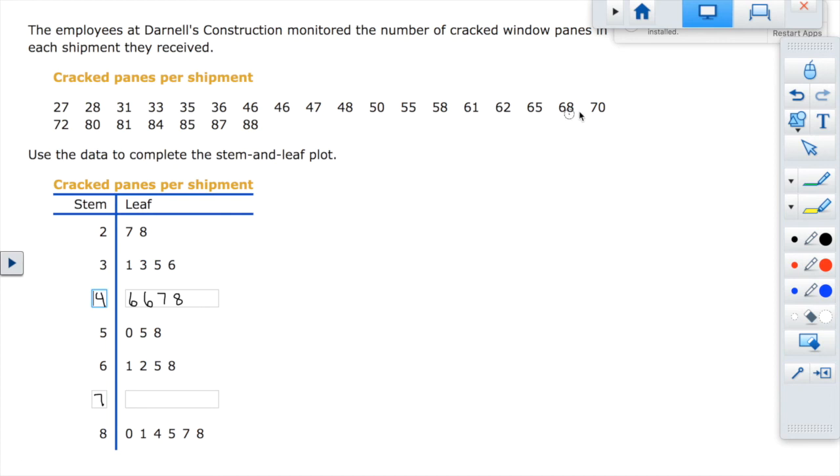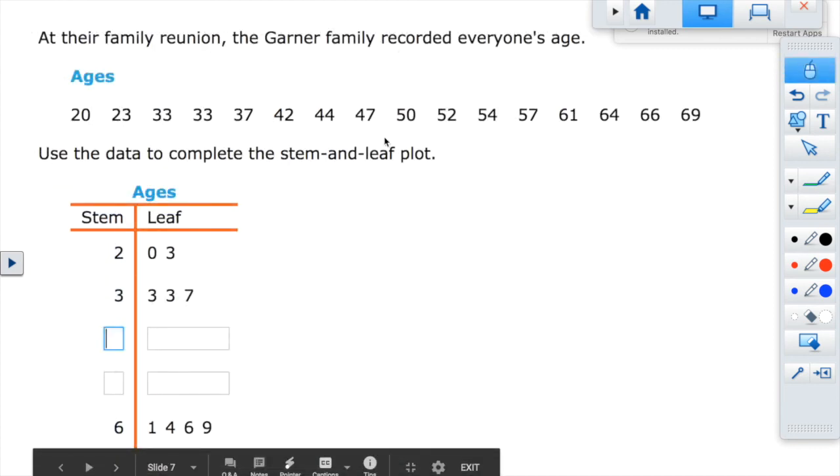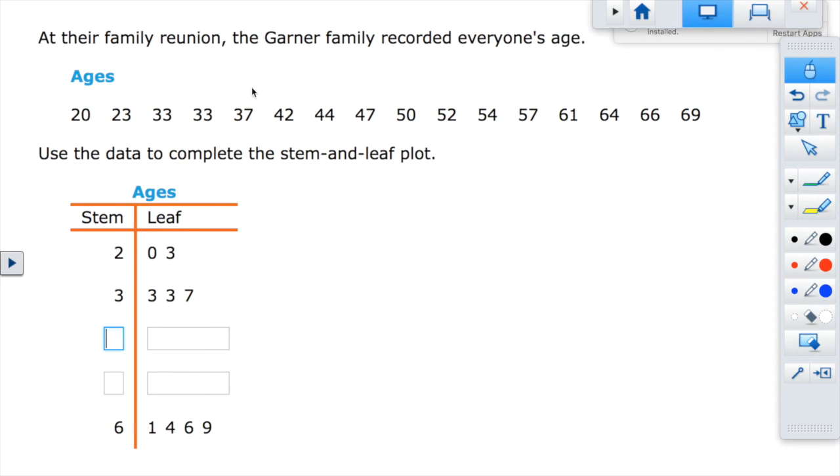Now I'm going to look at the numbers in the 70s. I have 2 numbers in the 70s, 70 and 72. So my leaves are going to be a 0 and a 2. Again, keeping them nice and lined up because later on you could use a stem and leaf to find all types of statistics. We're at a family reunion. The gardeners recorded everyone's age. So the ages range from 20 years old to 69 years old.